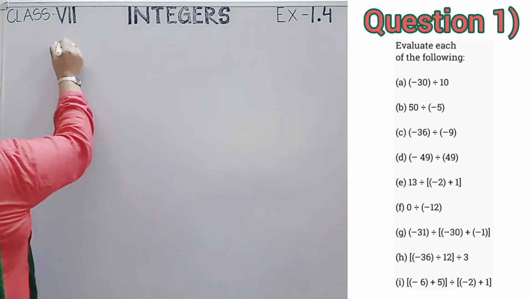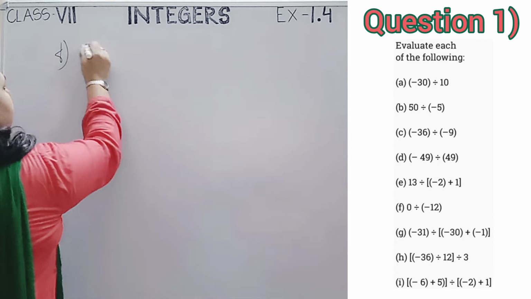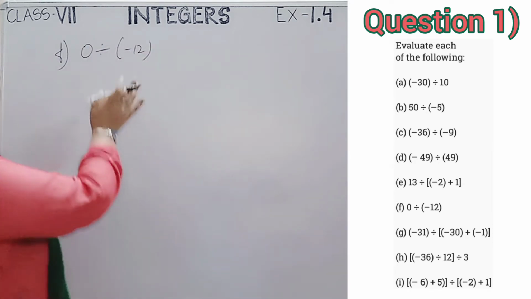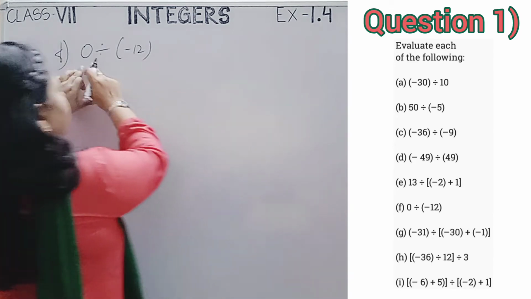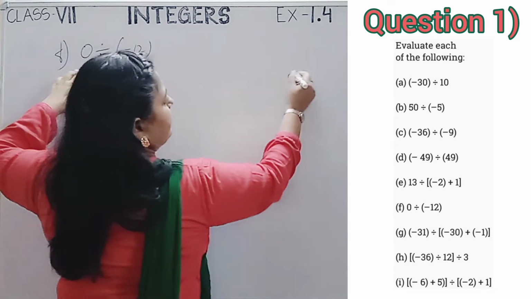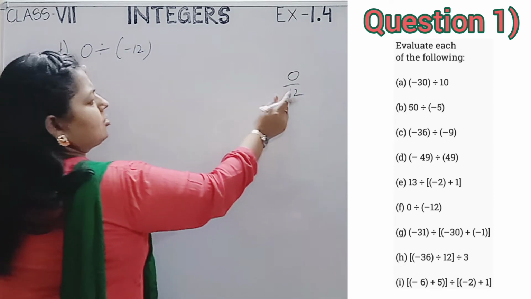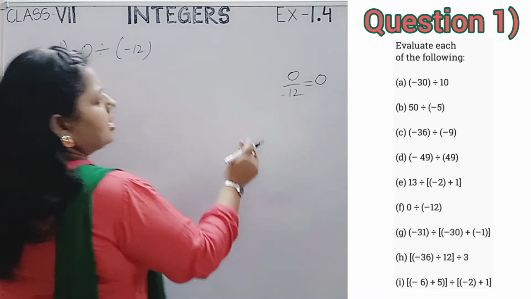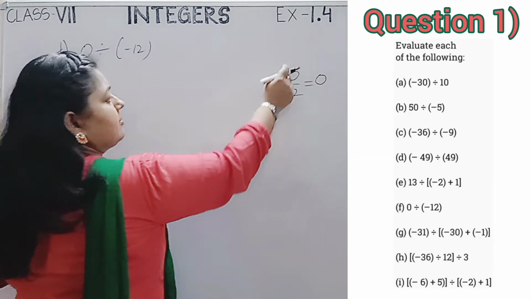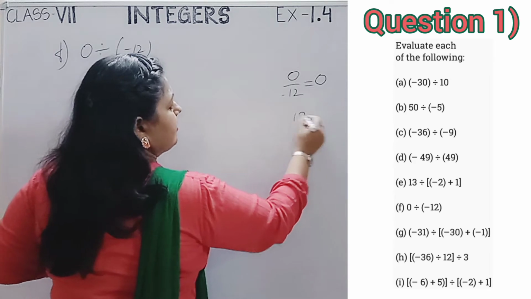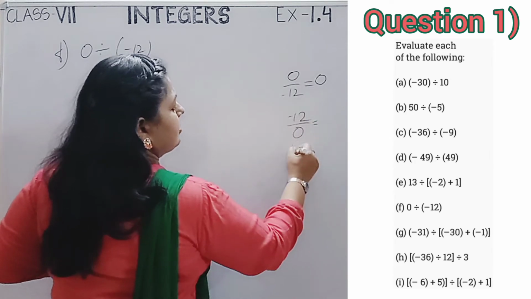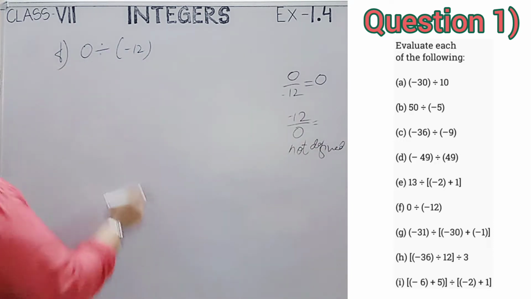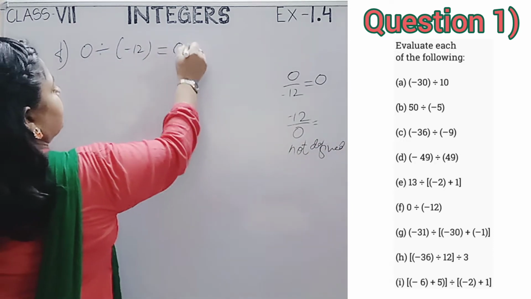F part, 0 divided by minus 12. Here we need to remember one thing. If we have a number in the denominator, we get 0. But if in the denominator we have 0, suppose minus 12 upon 0, then this is not defined. So no need to get confused. Here we get answer 0.